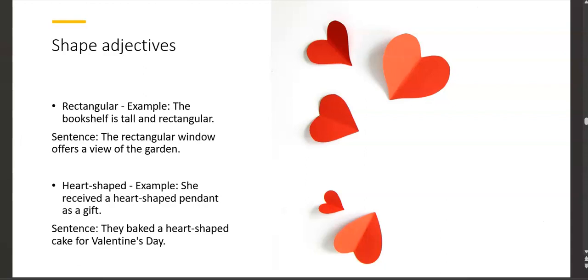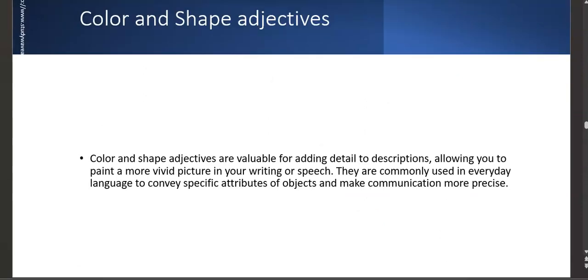So just going back to what color and shape adjectives are. Color and shape adjectives are valuable for adding details to descriptions, allowing you to paint a more vivid picture in your writing or speech. They are commonly used in everyday language to convey specific attributes of objects and make communication more precise.